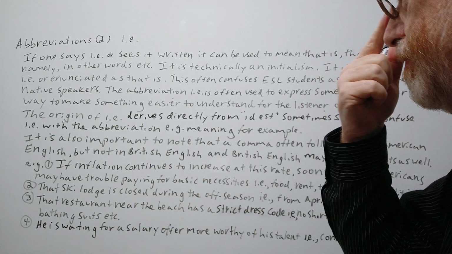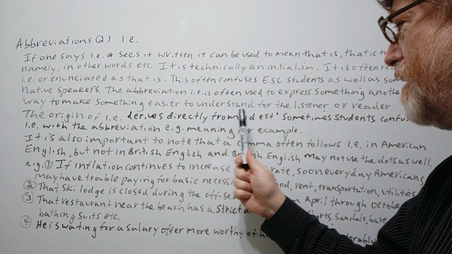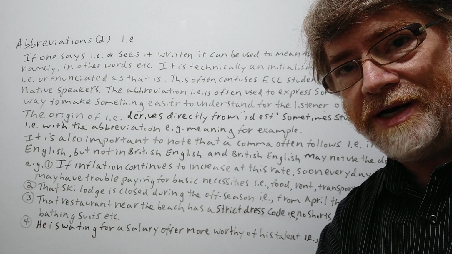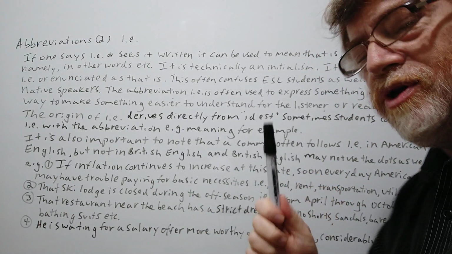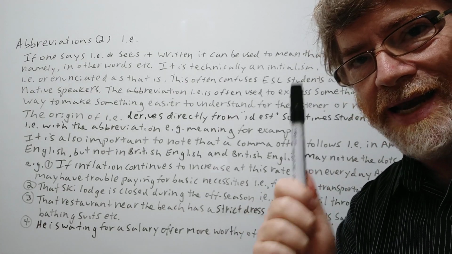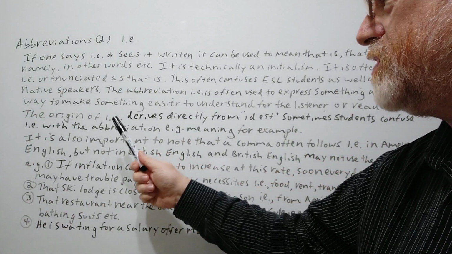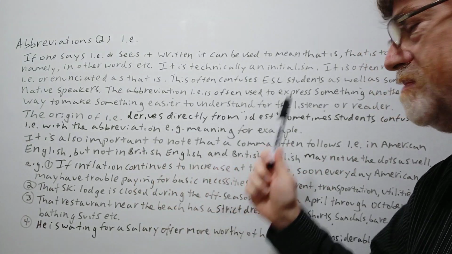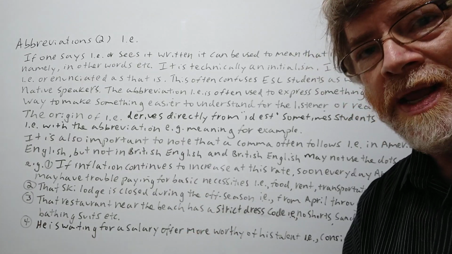All right, let's continue. Now, the origin of IE derives from id est. Now, id est is directly from Latin. This is a Latin term. So now you know where the IE comes from. It comes from id, which is that, and est, which is in Latin. Sometimes students confuse IE with the abbreviation EG, meaning for example. Yeah, that's another problem. Some students do that.